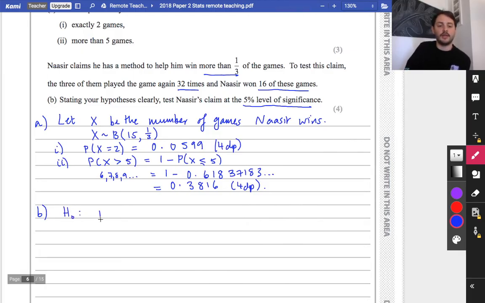So the null hypothesis is that he's wrong, and actually the probability is still 1/3. But the alternative hypothesis is that he thinks it's going to be more than 1/3. So the probability is more than 1/3. And this time we're going to say, let X be the number of games Nasir wins. I always like to write out the test statistic.